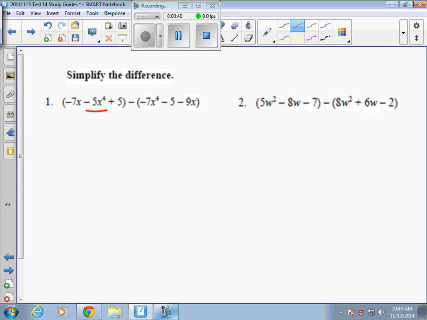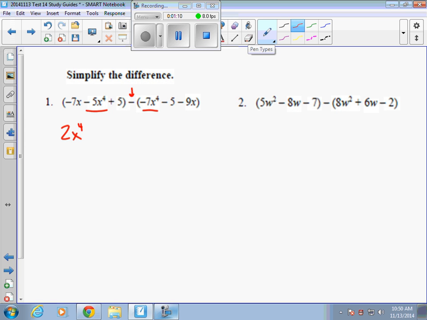So negative 5x to the fourth power. That's referred to as the degree of x. The degree is 4. Negative 5x to the fourth minus negative 7x to the fourth. Minus the negative means plus. So negative 5 plus 7 is 2x to the fourth. That's the first part you do. All of this is really easy, but if you're messy or sloppy, you might make a mistake when you write it or when you record it.